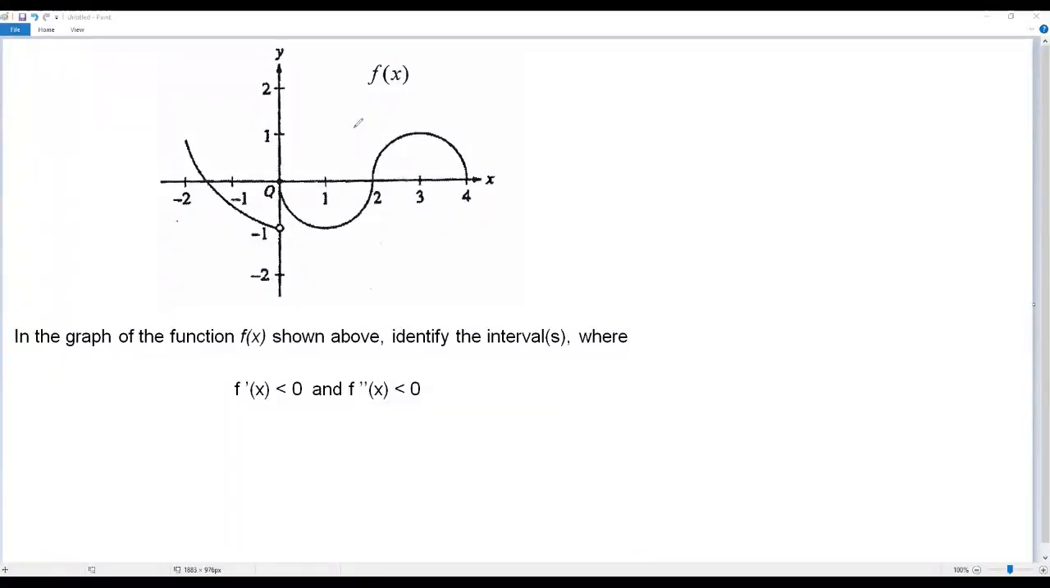Here we have an AP Calculus AB problem. There is a graph over here. In the graph of the function f of x shown above, identify the intervals where f prime of x is less than 0 and f double prime of x is also less than 0.